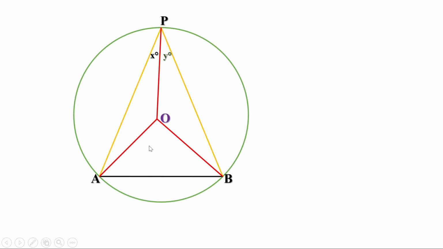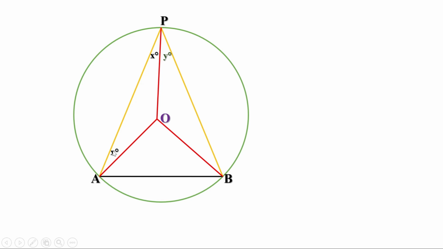Now what type of triangle is triangle AOP? OA and OP are equal. Therefore it is an isosceles triangle. These two sides are equal, so angles opposite to them are equal. That means these two angles are equal. Therefore this angle is also equal to x degrees. Now let us find this angle. We know the sum of the three angles of a triangle is 180 degrees.